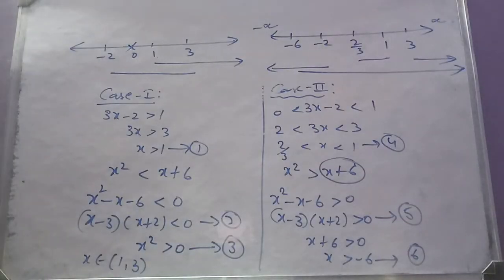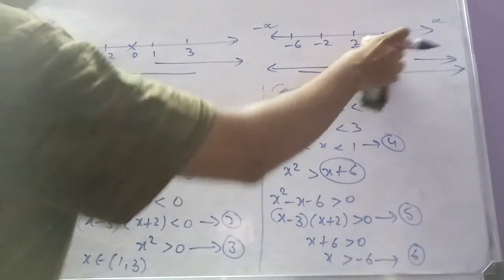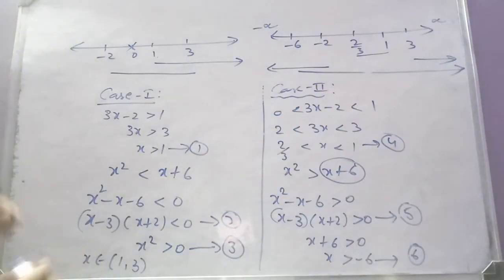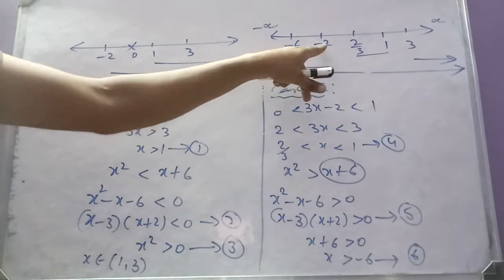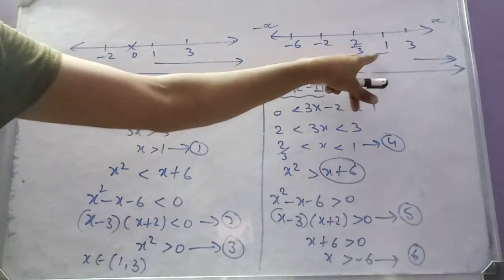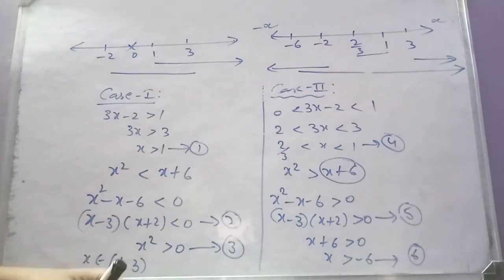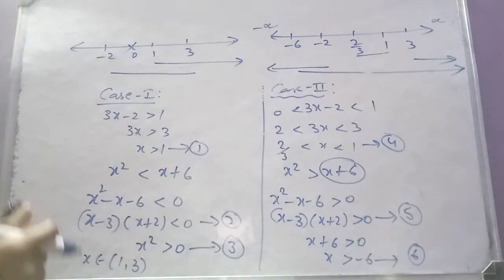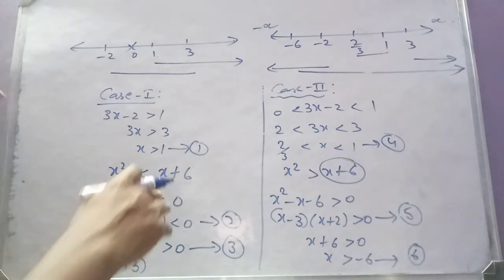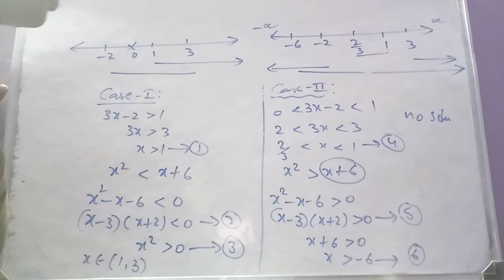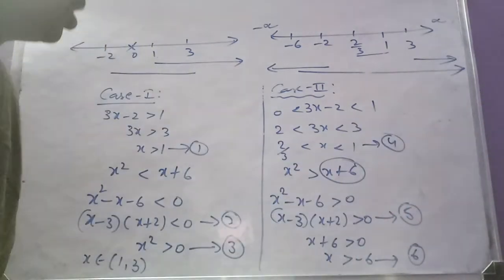We are supposed to consider that interval where we have 3 lines, because totally 3 inequalities are there. But actually there is no such interval which contains 3 lines. Minus 6 to minus 2 has 2 lines, 2/3 to 1 has 2 lines, and 3 to infinity has 2 lines, but none of the intervals contains 3 lines. Therefore case 2 is giving you no solution. So there are no solutions from case 2.